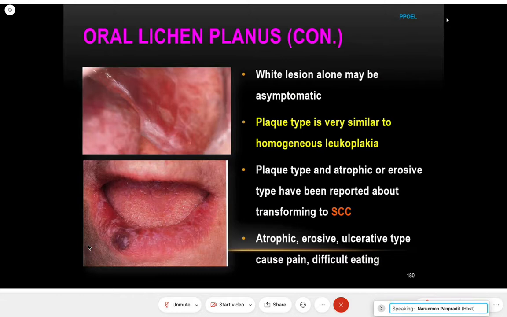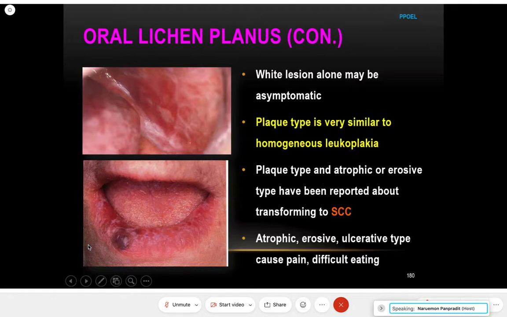For a white lesion alone, it may be asymptomatic, but when red or ulcer shows together, the patient complains of a burning sensation. The thing to be careful about is that plaque type lichen planus is very similar to leukoplakia, or if it is mixed with red, it's similar to erythroleukoplakia.